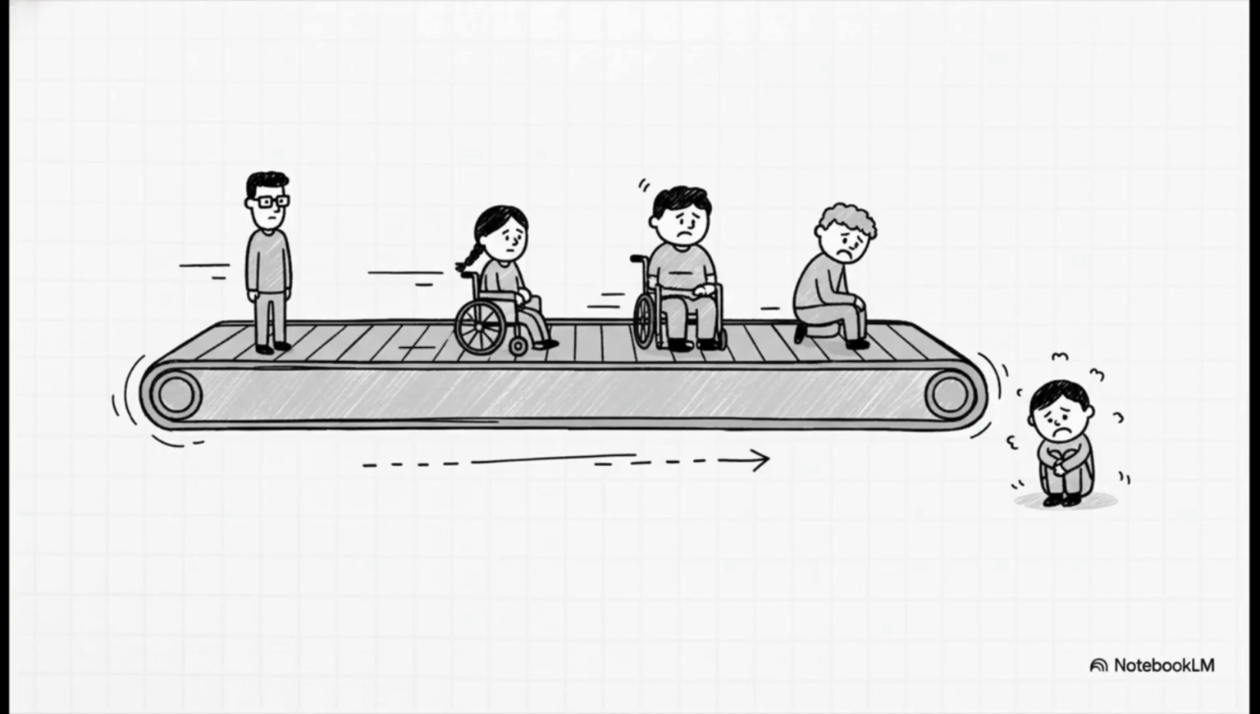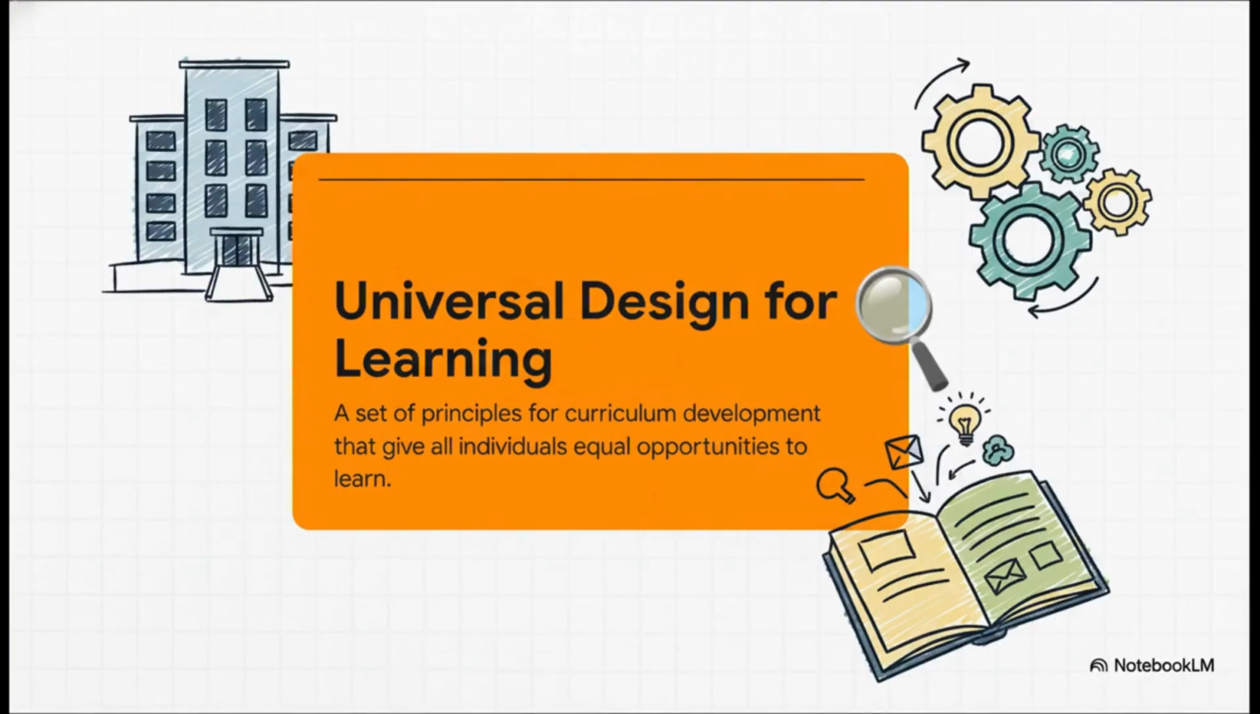The traditional one-size-fits-all classroom, where everyone reads the same chapter and takes the same test, well, it just doesn't work for a lot of kids. It inevitably leaves some students behind because it just doesn't respect the incredible diversity in how all of our brains are wired. So what's the fix? Well, that's where Universal Design for Learning comes in.